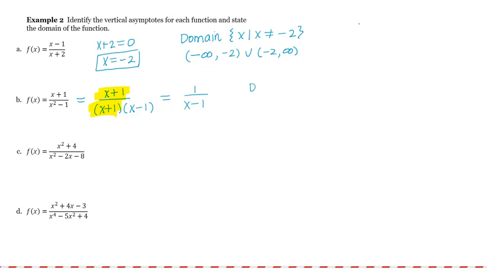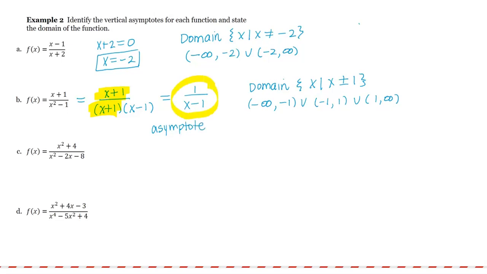For our domain for this function, x cannot be equal to positive or negative 1. We're seeing that from the factored version. But let me write this in interval notation first. From negative infinity to negative 1, and then negative 1 to positive 1, and then 1 to infinity. But it turns out that we only have one vertical asymptote. And that comes from the final simplified version. Our asymptote is x equals positive 1. That's the only one that we have.